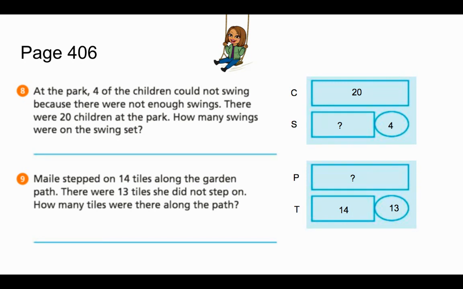Maylee stepped on 14 tiles along the garden path. 14 tiles she stepped on. 13 she did not step on. How many tiles were along the path? So some she stepped on, some she didn't. How many were there altogether? And I put P for the path and T for the tiles. If we add up 14 and 13, we get 27. Nice job, third graders.